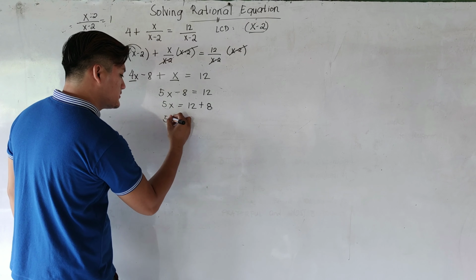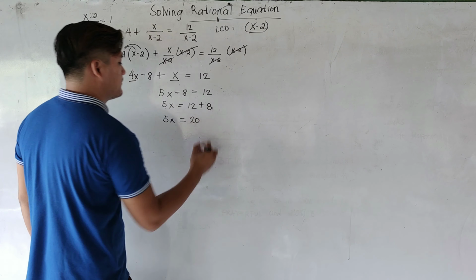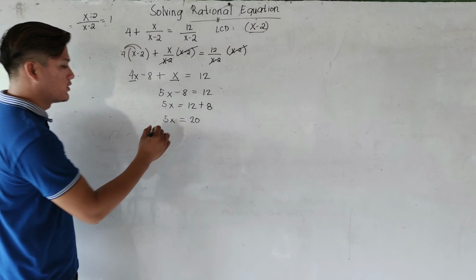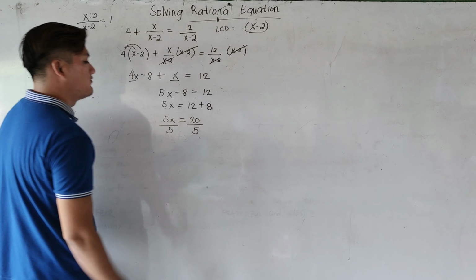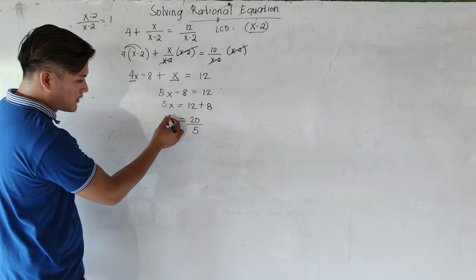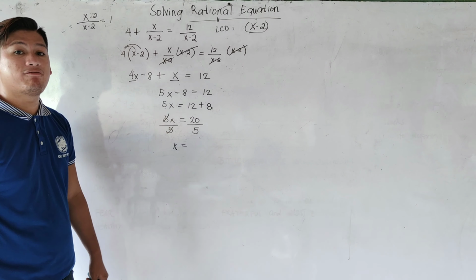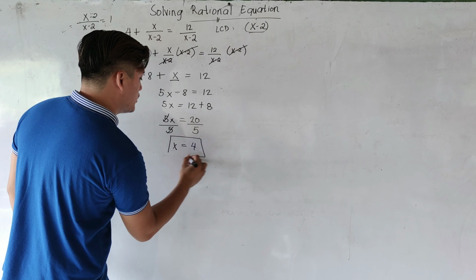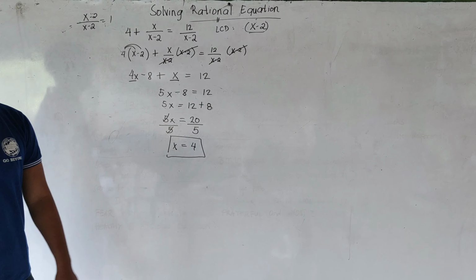So 5x, 12 plus 8 is equal to 20. Okay, for us to find the value of x, divide both sides by 5. Cancel 5, we have x, and 20 divided by 5 is 4. So the solution of this rational equation is x is equal to 4.